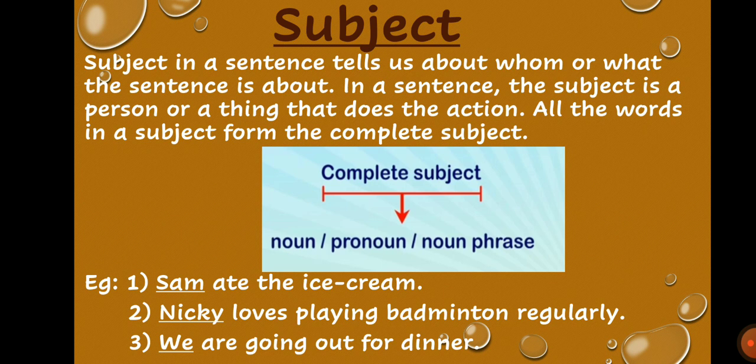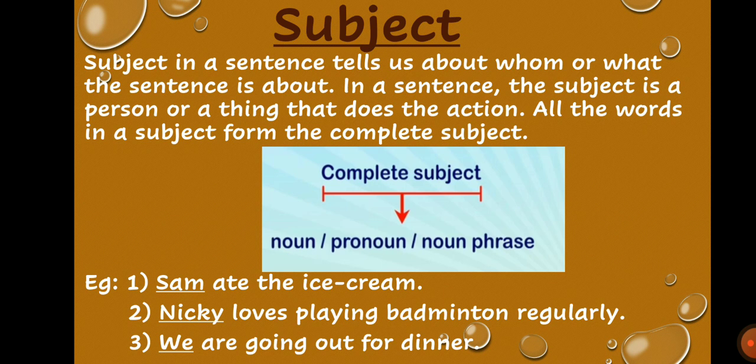Subject in a sentence tells us about whom or what the sentence is about. In a sentence, the subject is a person or a thing that does the action. Hence, subject is the doer of the action. All the words in a subject form the complete subject. The complete subject has noun, pronoun, noun phrase.